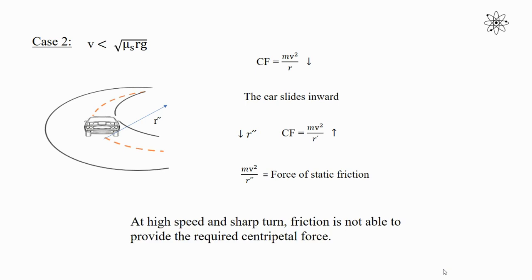At a high speed and a sharp turn, friction is not able to provide the required centripetal force. It is because, student, for a sharp turn there is very small space to increase the radius of the circular path. One thing that you have to note down, student, beyond the limiting force of static friction, friction cannot be zero. Only the type of friction gets changed.